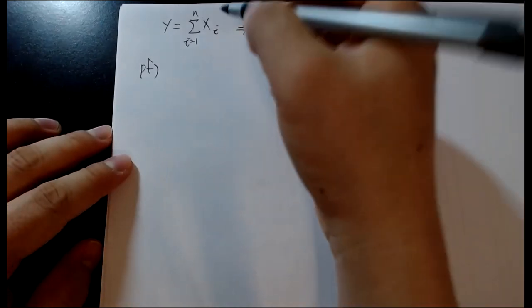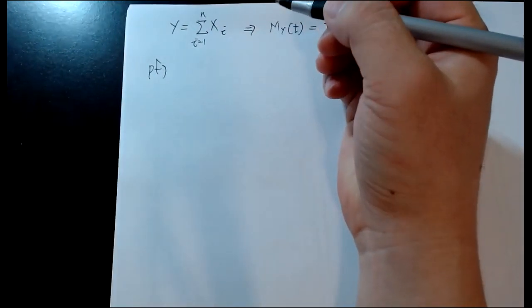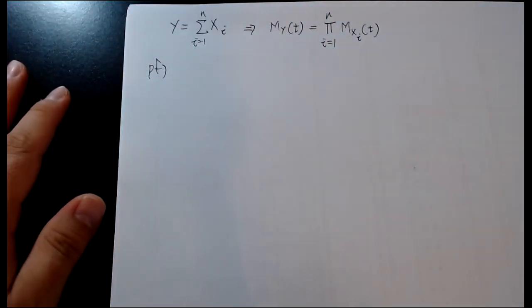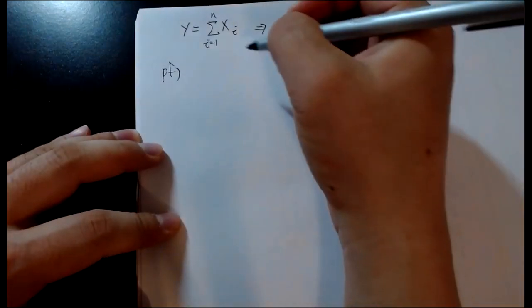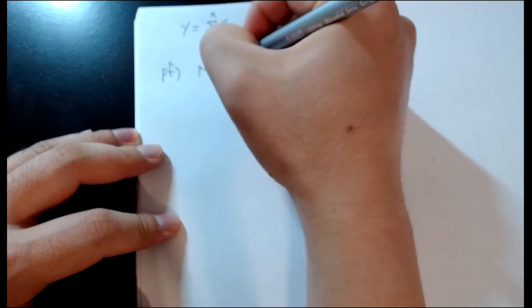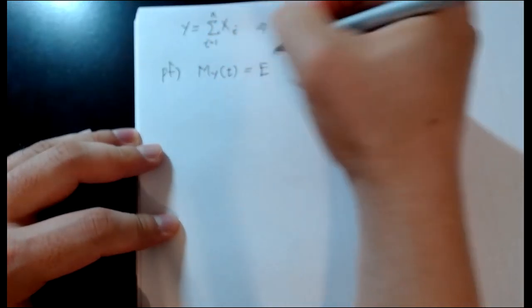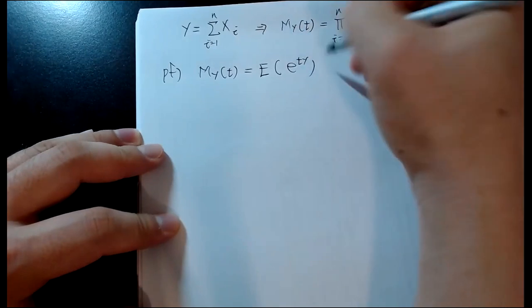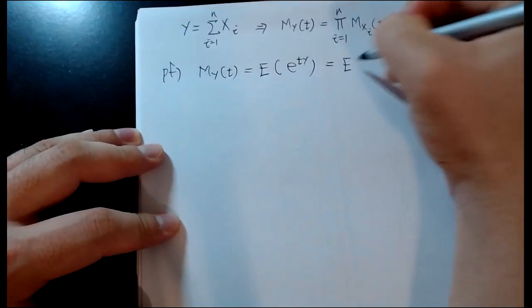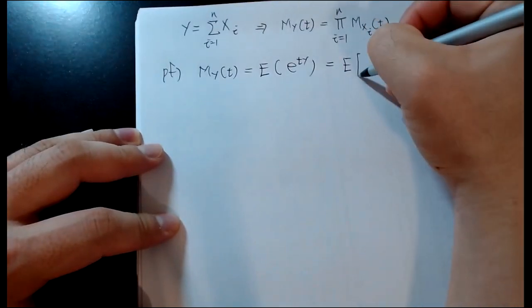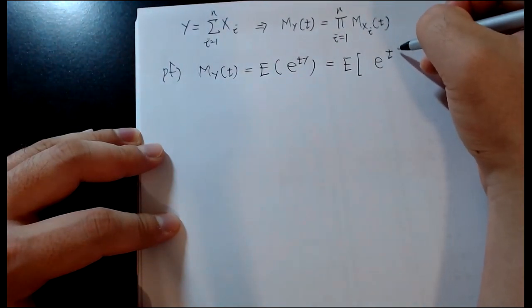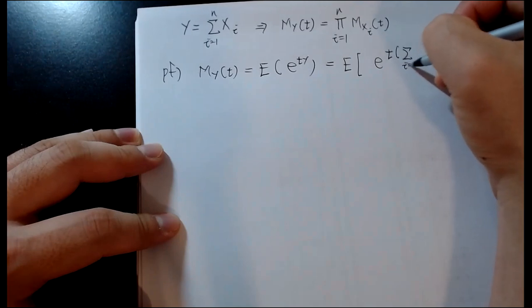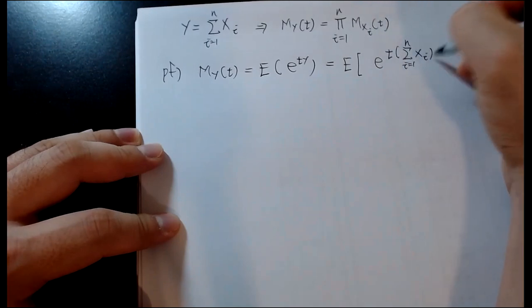So consider, without loss of generality, let's say X1 to Xn are continuous random variables. Then M_Y(t) is going to be the expected value of e to the tY, right? So that is equal to the expected value of what? e to the t times the sigma, i equals 1 through n, of Xi, right?